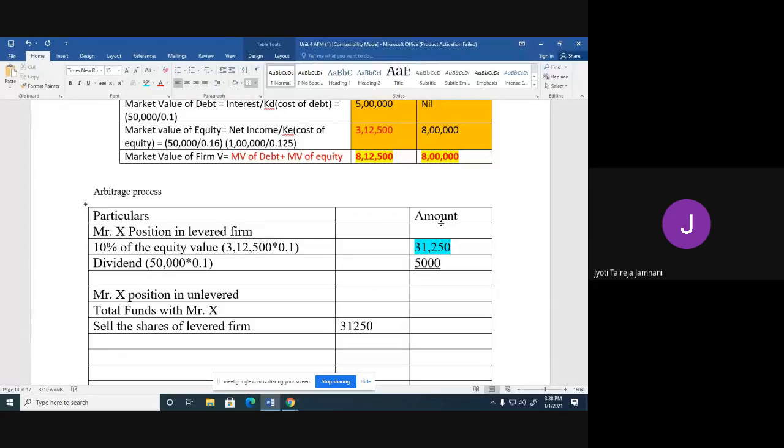last class I explained, team 1 and team 2. Team 1 is buying shares of my company, I'm borrowing. Team 2 is buying shares of some other company which is not borrowing. So to make the risk same, they will have to borrow personally, and we call it as personal leverage or homemade leverage. Remember?